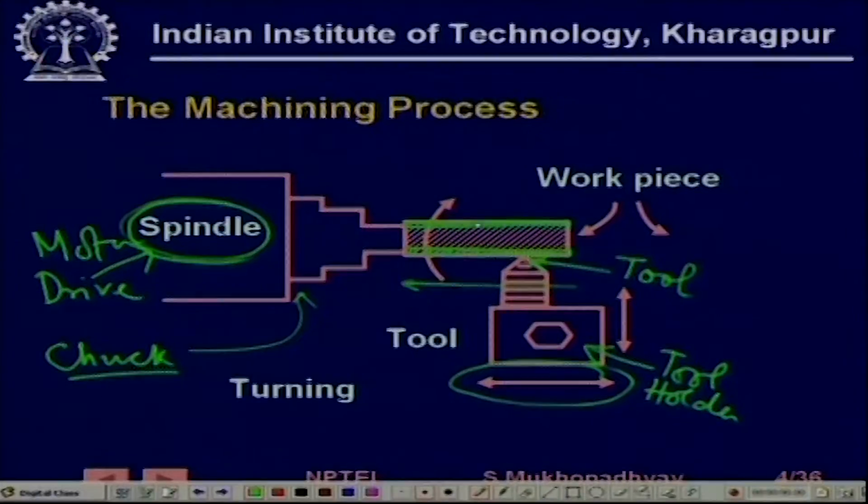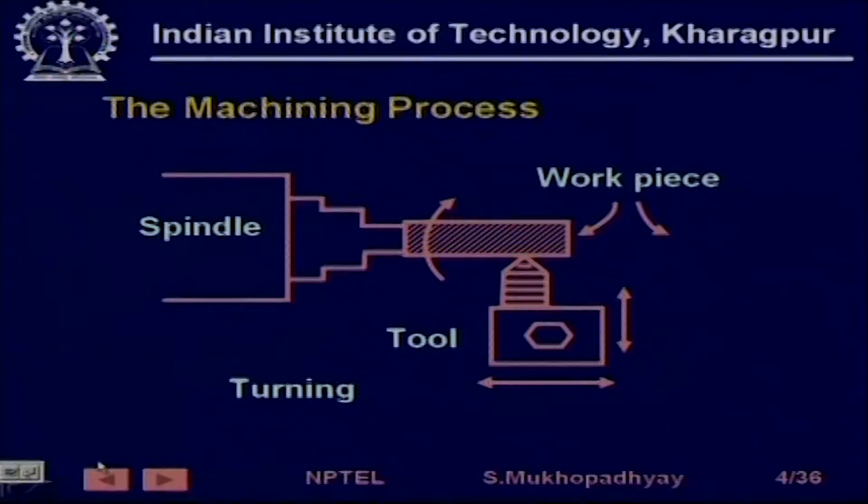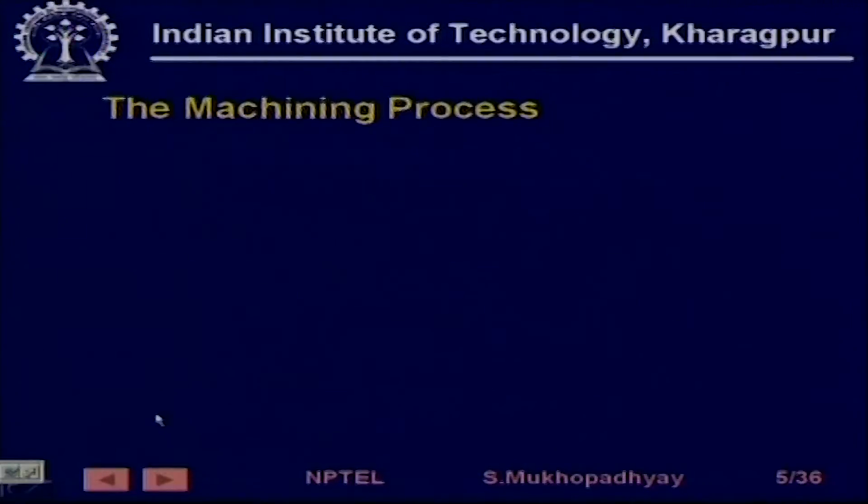After the tool moves one cycle, the diameter will get reduced to this. This is the way turning produces the part. Note that in this case it is the workpiece which is rotating, driven by the spindle, while it is the tool which is having rectilinear motion.